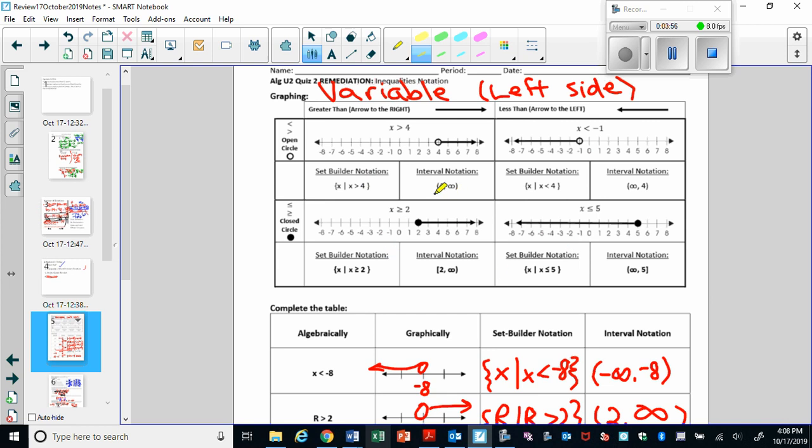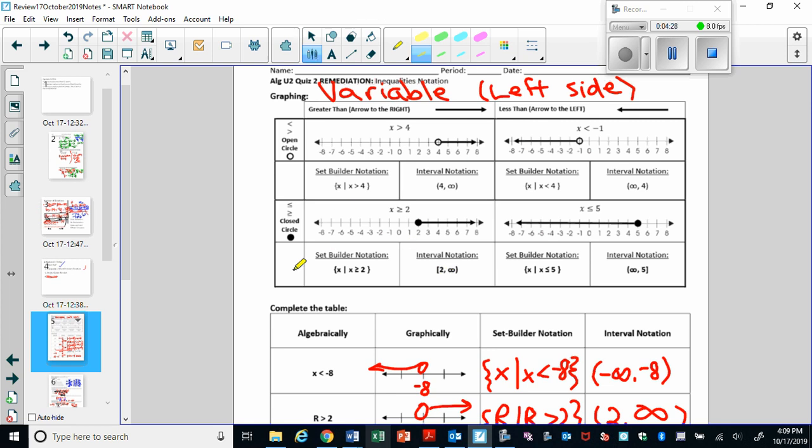Now for interval notation, if your arrow goes to the right, the second part is always going to become a positive infinity with a parenthesis. Close parenthesis, more specifically. Again, look at your point. If it's an open circle, it's parentheses. If it's a closed circle, bracket. Notice the difference.